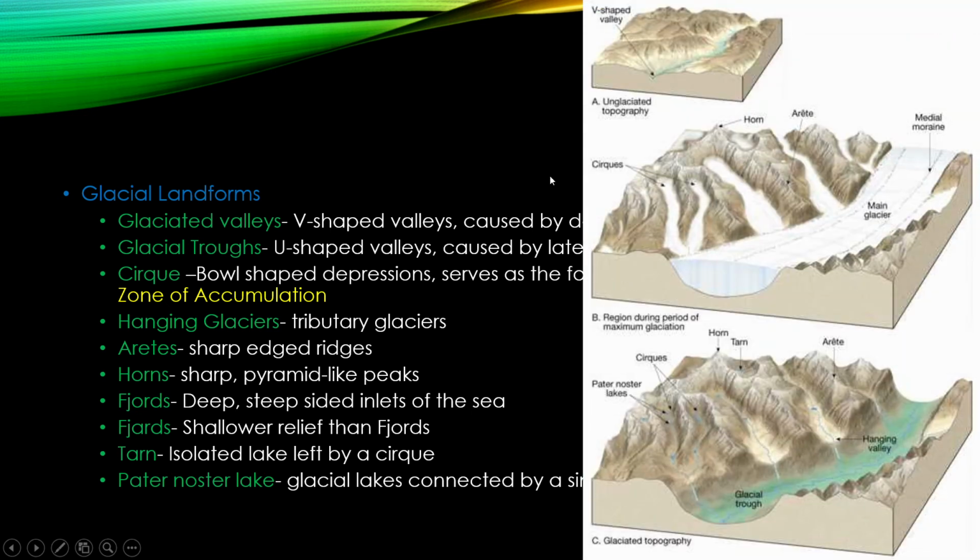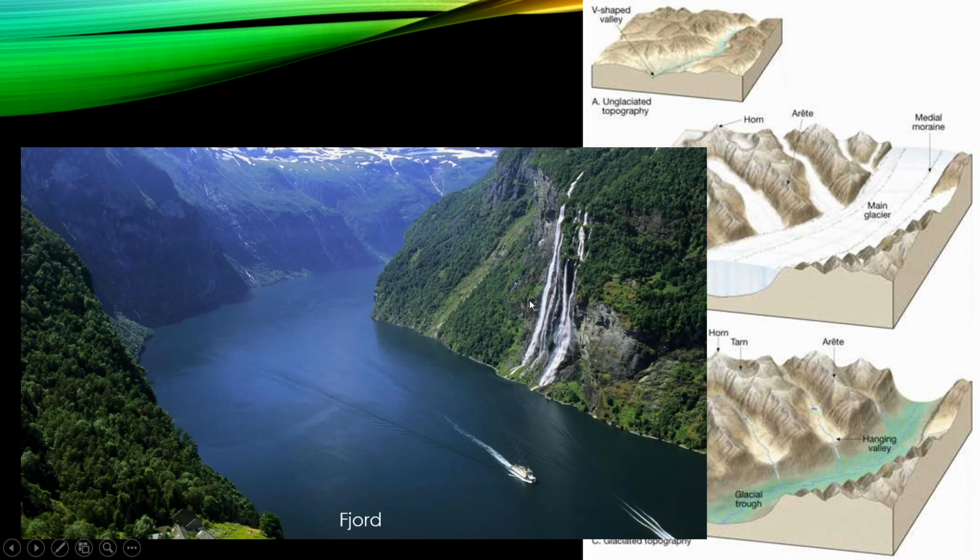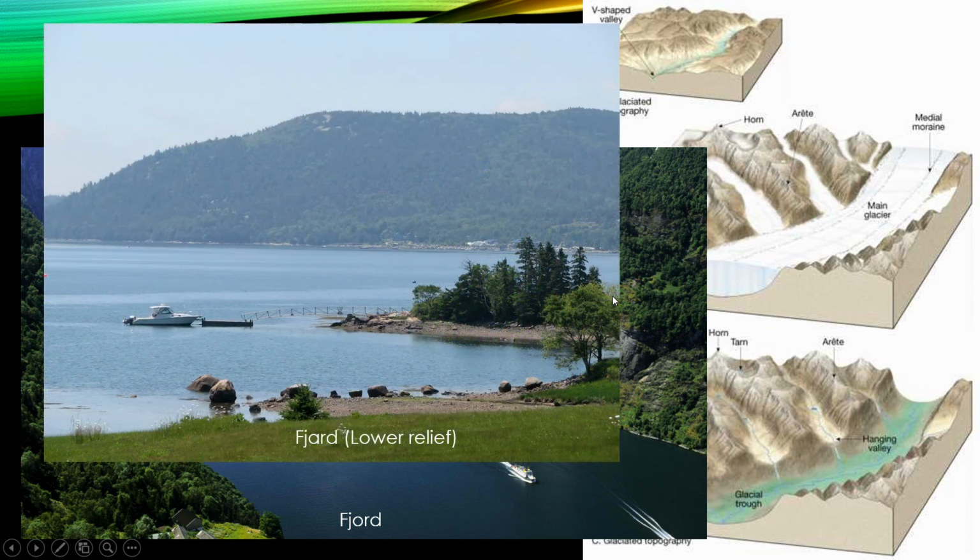So this is how it looks like. You have the horn, the cirque, the tarn, the arête, and the paternoster lakes. And this is a good example of a fjord, and a fjard, which has a lower relief than a fjord.